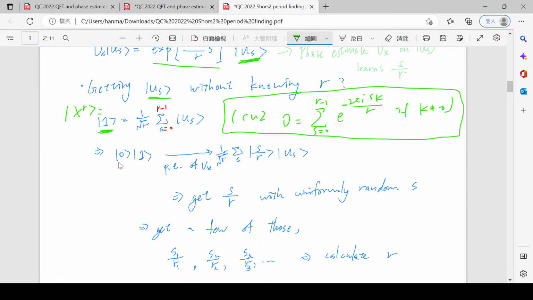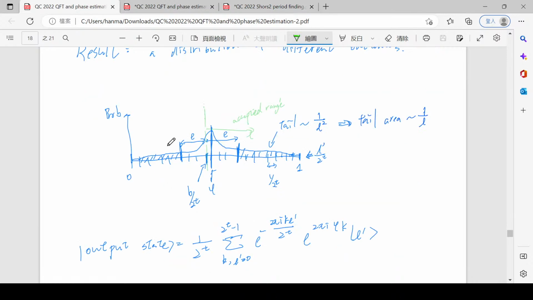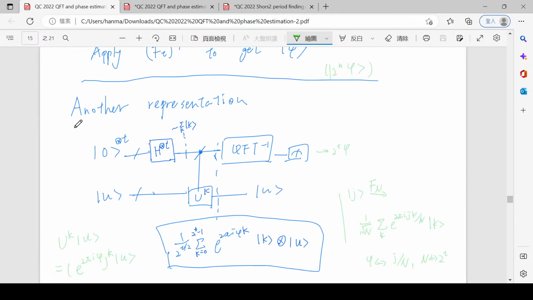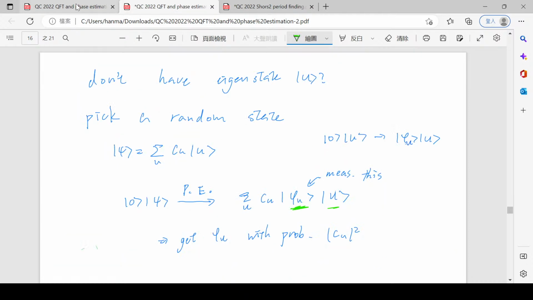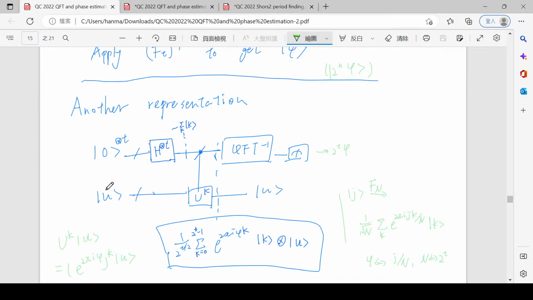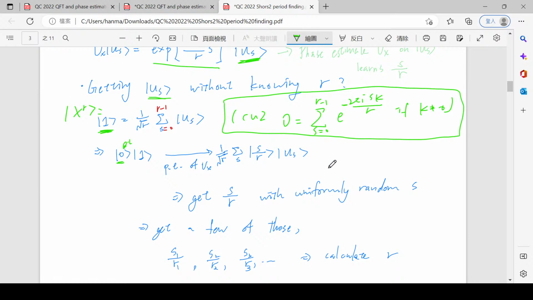So we have a register for recording our phase estimation, and we have our phase estimation running on |1>. Remember our phase estimation here. This |0> is actually |0> to the t, so let's say |0> to the t. And this |1> now is the n-dimensional |1>, the U register. And then we run phase estimation.